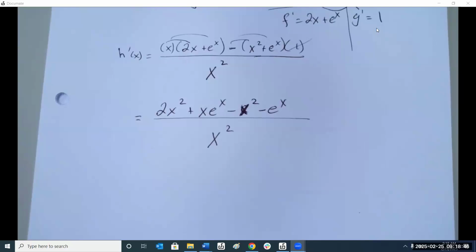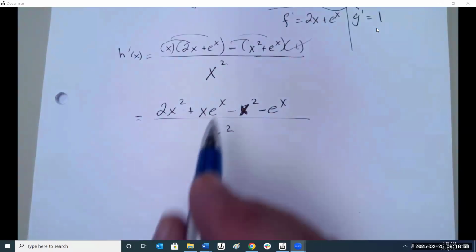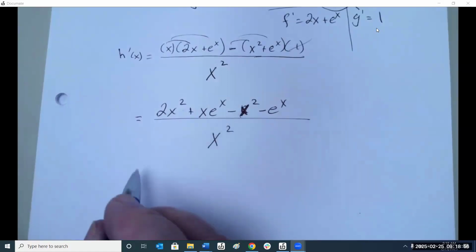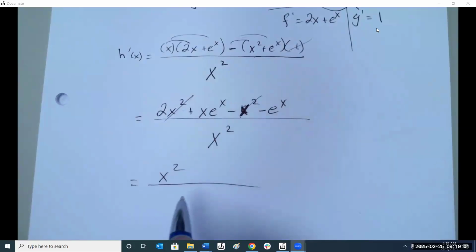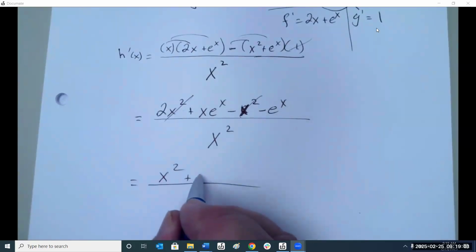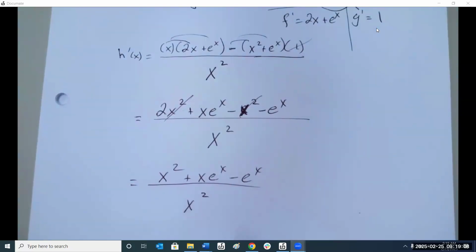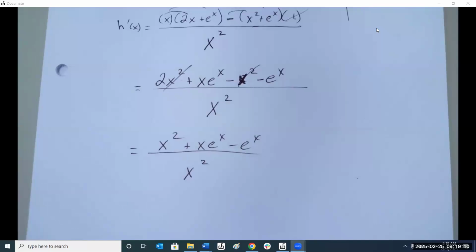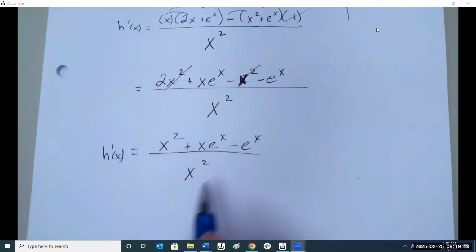And that's all we can do. Because we can't combine x squares up here, because that's a 2. Well, we can. 2x squared minus 1x squared makes it 1x squared plus x e to the x minus e to the x all over x squared. Going much further won't change anything. And there's your derivative.